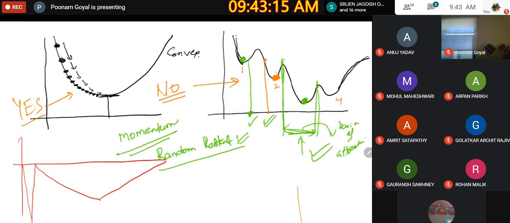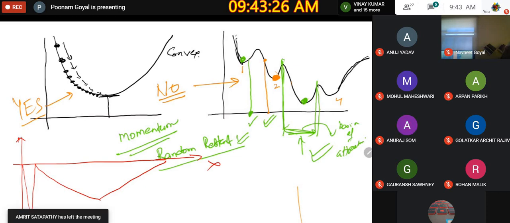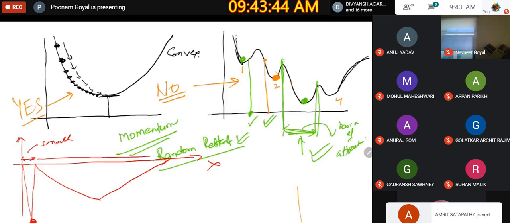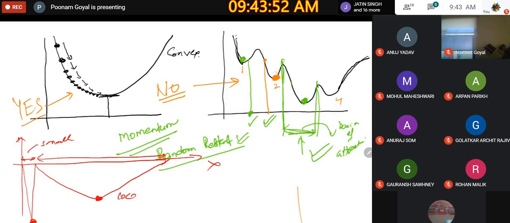Suppose this is my y, this is my x, and I'm looking for the global minimum, which is here. Now in such a case, gradient descent is very unlikely, even with random restart, to take you to the global minimum, because this interval is very small. So the basin of attraction is very small as compared to the interval which takes you to a local minimum. So for such functions, the probability of getting to the global minima is very less.